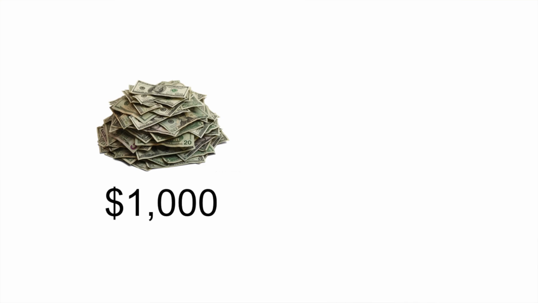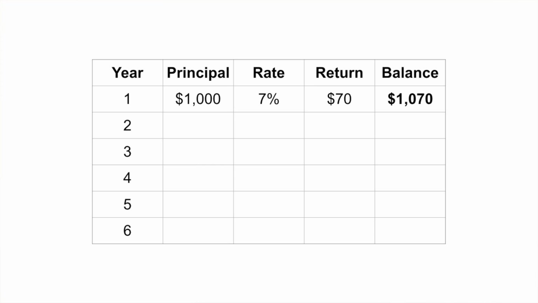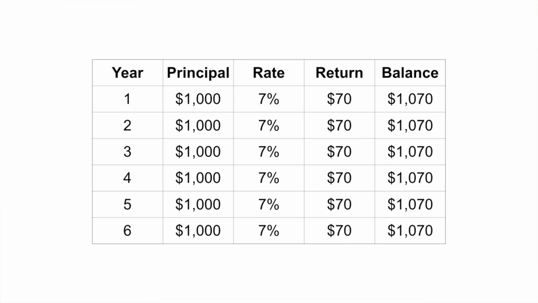Let's say you invest $1,000 at a 7% simple interest rate. That means that after the first year goes by, $70 is added to your account. After the second year, you get another $70 from interest. And the same happens with the third year, the fourth year, the fifth, the sixth, and so on.